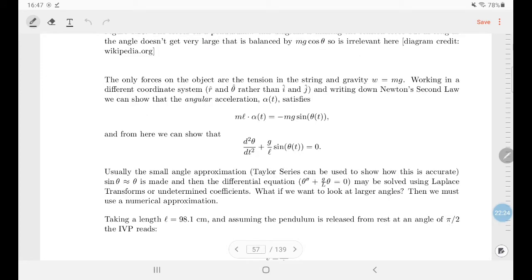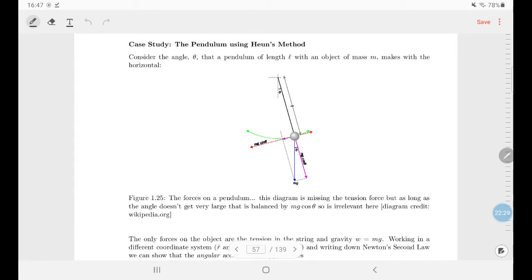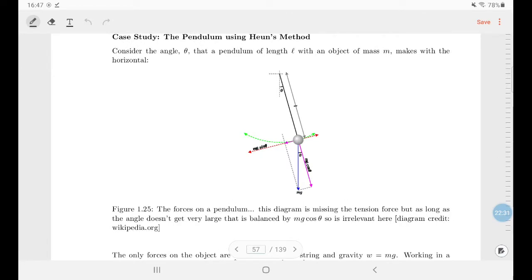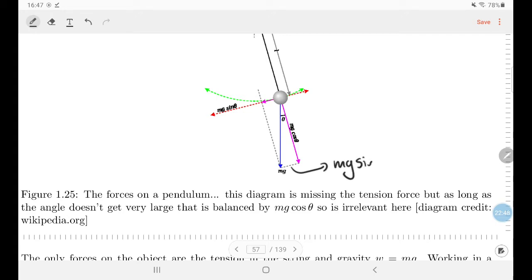Okay. Right, and then the one that's interesting for us is the pendulum. Consider the angle theta that a pendulum of length L with an object of mass m makes with the horizontal. You can just do your normal trigonometry to show that the magnitude of this is mg sine theta.